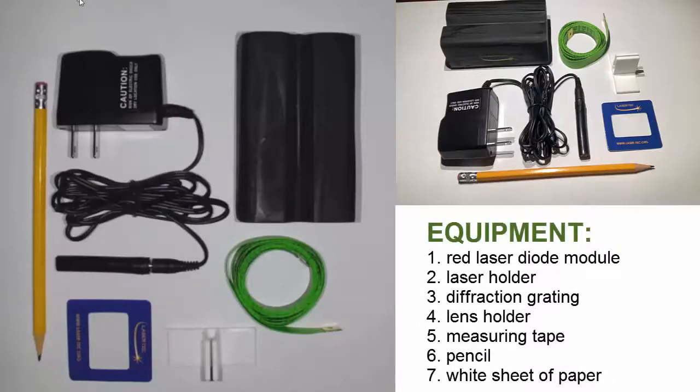The equipment that we are going to use in this lab consists of a red laser diode module, a laser holder made out of wood, a diffraction grating, and a lens holder that we are going to use to hold the diffraction grating. We are going to use a measuring tape, and finally we need a pencil and a large white sheet of paper.